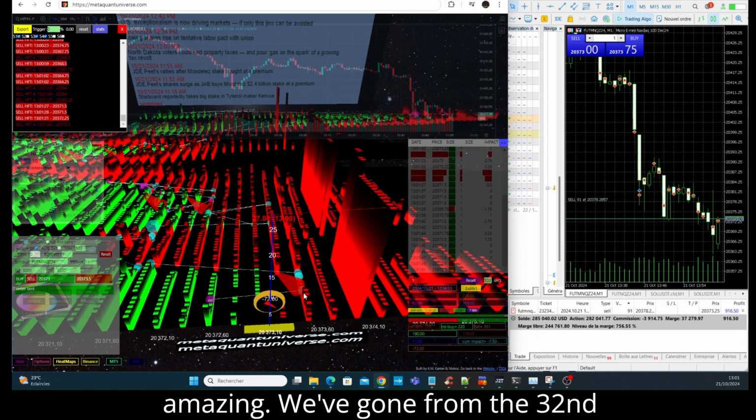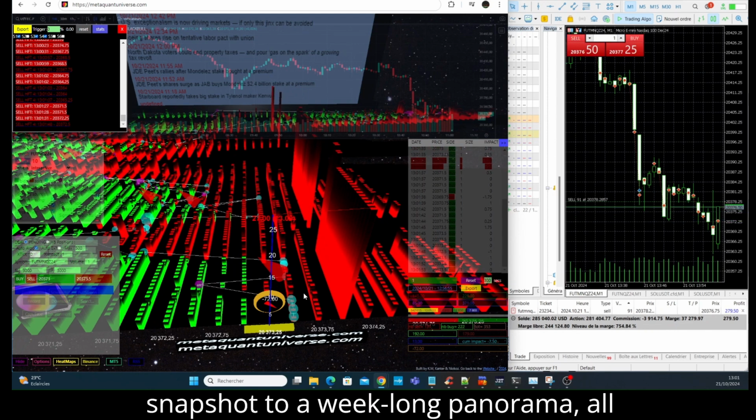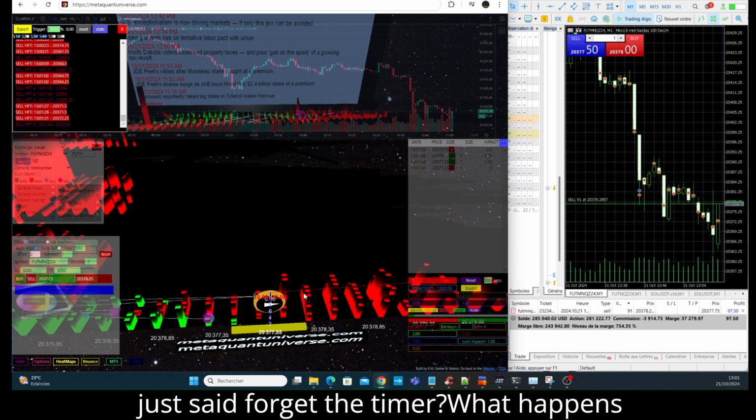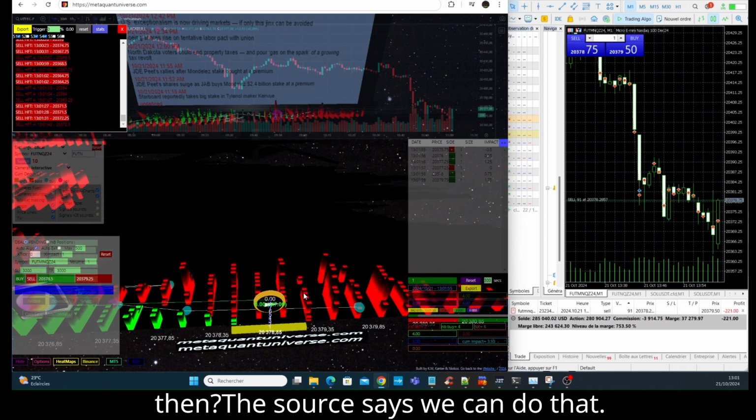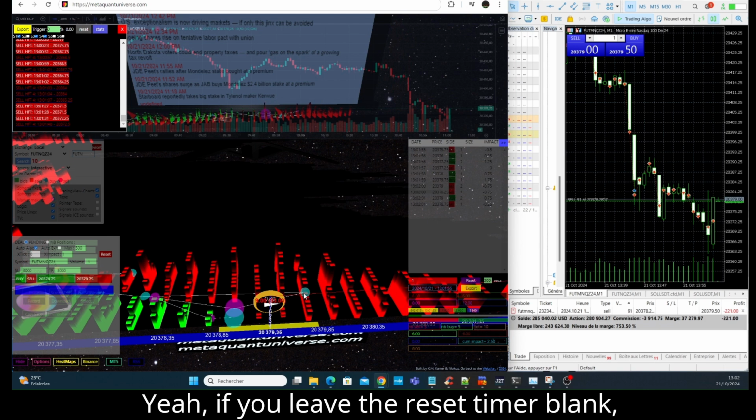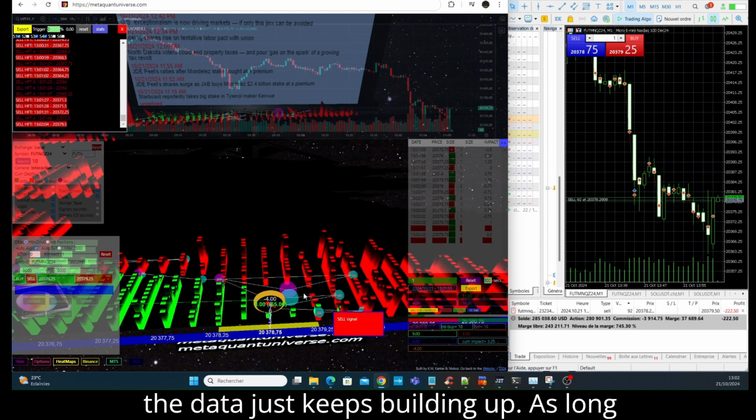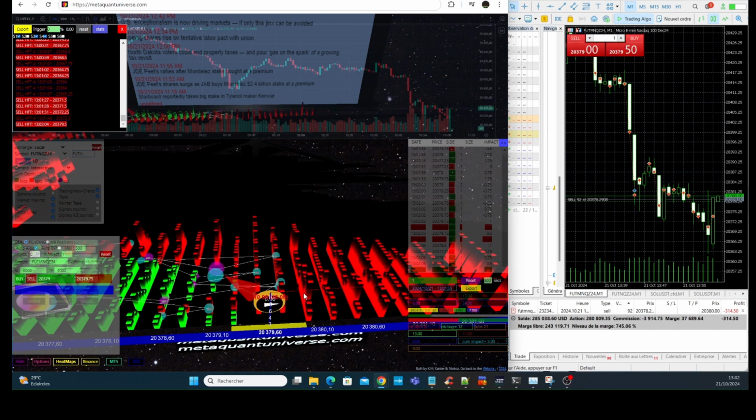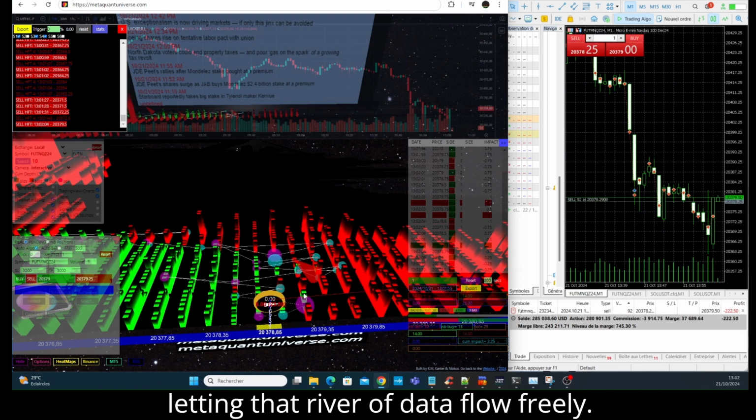This is amazing. We've gone from the 30-second snapshot to a week-long panorama, all thanks to the reset timer. But what if we just said, forget the timer? What happens then? The source says we can do that. Yeah. If you leave the reset timer blank, the data just keeps building up, as long as MetaQuant 4D is open, like letting that river of data flow freely.